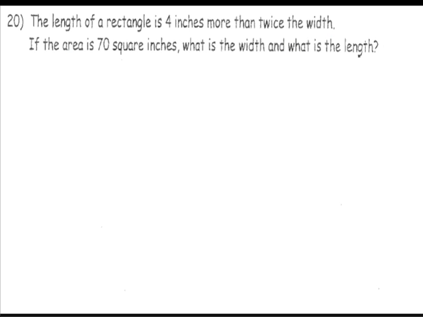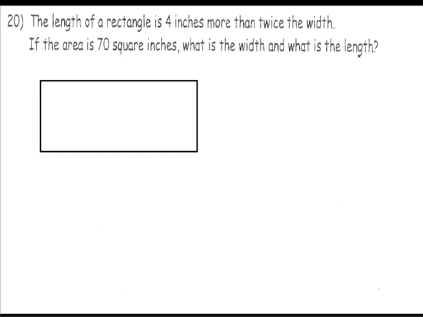Number 20. The length of a rectangle is 4 inches more than twice the width. If the area is 70 square inches, what is the width and what is the length? Since it's a rectangle, first thing I'm going to do is draw a rectangle. It tells me the length is 4 inches more than twice the width. So here's my width. The length is 4 inches more, so that's plus 4. Twice the width, that would be 2W.